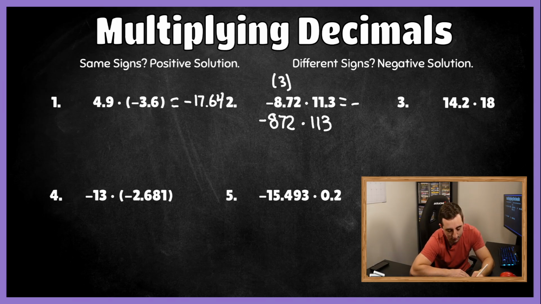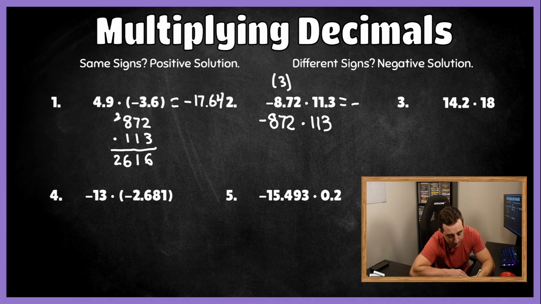Go ahead and write our larger one first. So we have 872 times 113. And now once again, let's multiply like normal. 3 times 2 is 6. 3 times 7 is 21, carry your 2. 3 times 8 is 24, plus 2 gives us 26.